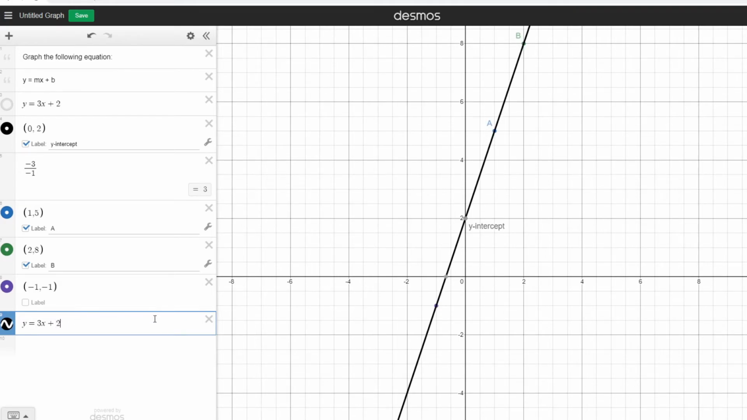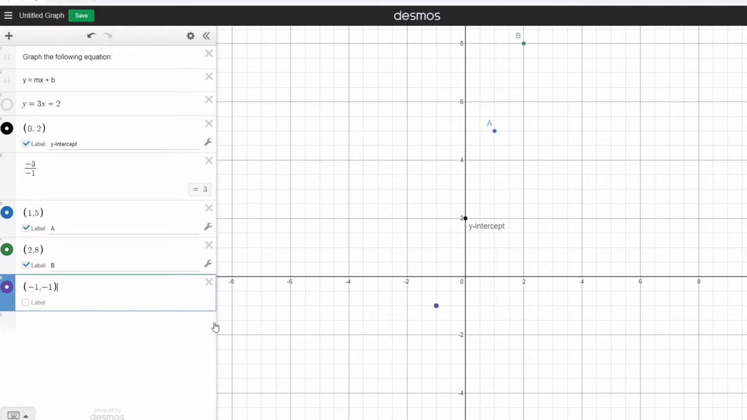Now, in this equation, there are several parts that make it up. The first part is the y. The y is basically the output. Whenever you input something, which is the x, which is another part, and do all these operations, you will get y. So x is the input and y is the output.